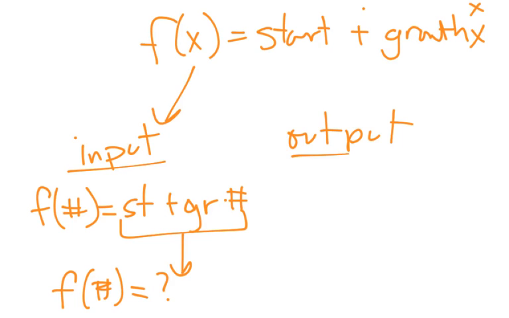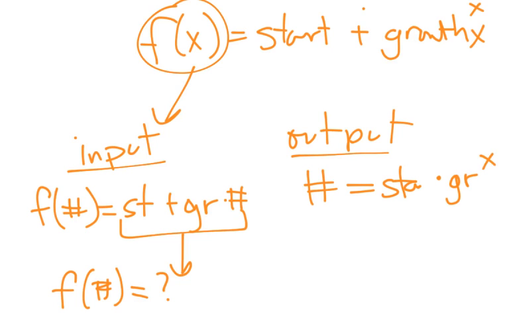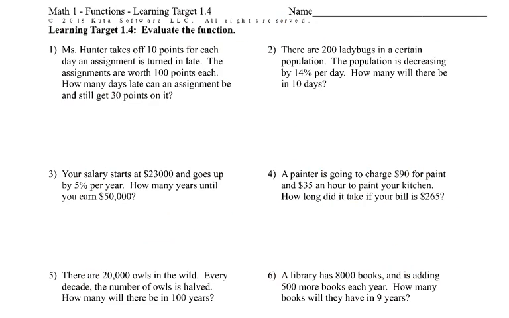Okay, if we're given the output, we then replace the output, the whole f of x, so whatever that number is, equals the start times the growth to the x. Then we solve it to get x by itself. Okay? So that's kind of the way we want to do this.